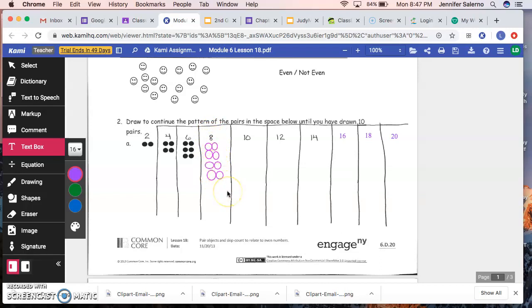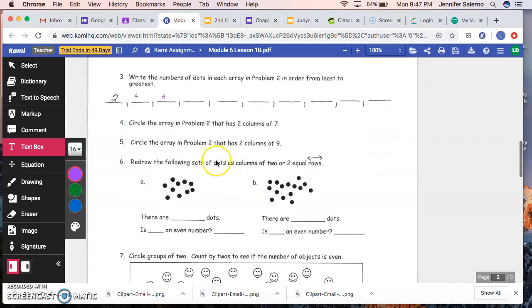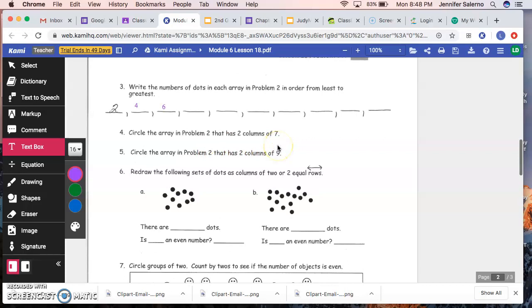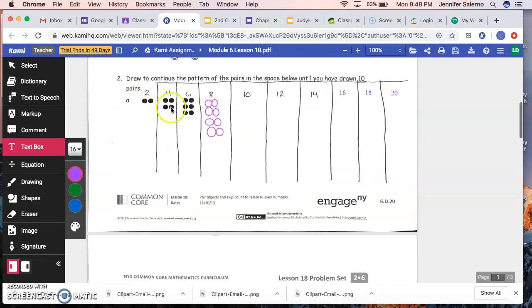No, we don't even have that option yet because the ones that we have here are not columns of 7 yet. The most we have is a column of 4. So you have to wait until you fill all this out before you could do that. So whenever you see that array, you're going to circle which one has 2 columns of 7. And then for number 5, you're going to circle the array in problem 2 that has 2 columns of 9. So basically for numbers 3, 4, and 5, you have to use number 2 to help you, okay?